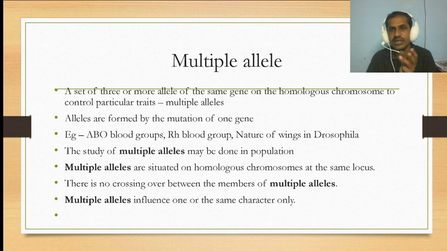So multiple alleles are a set of three or more alleles of the same gene on the homologous chromosome controlling a particular character. Due to mutation it happens. We can study them only in populations. They are situated on the same locus, so no crossing over occurs.